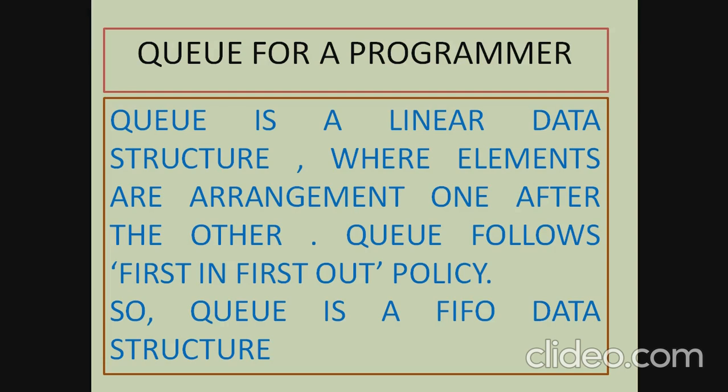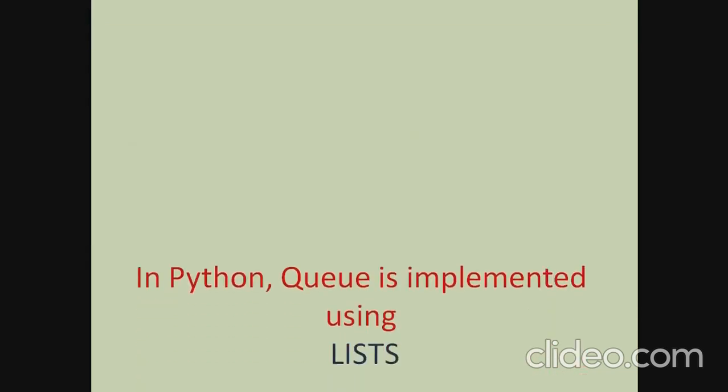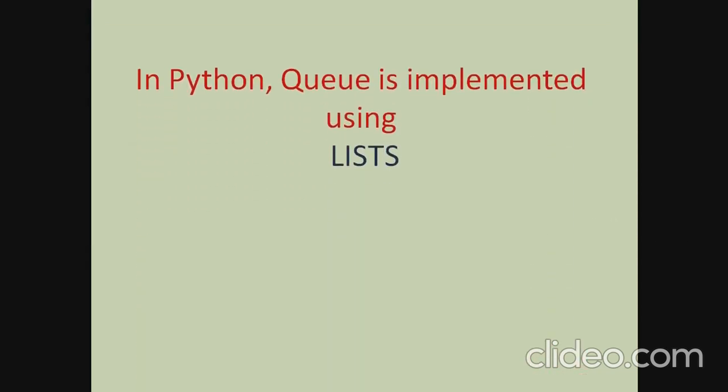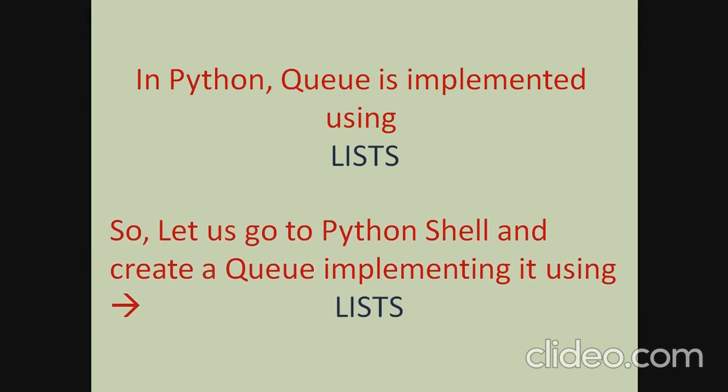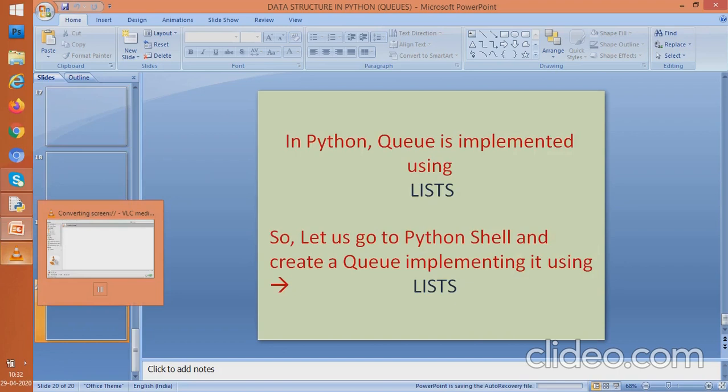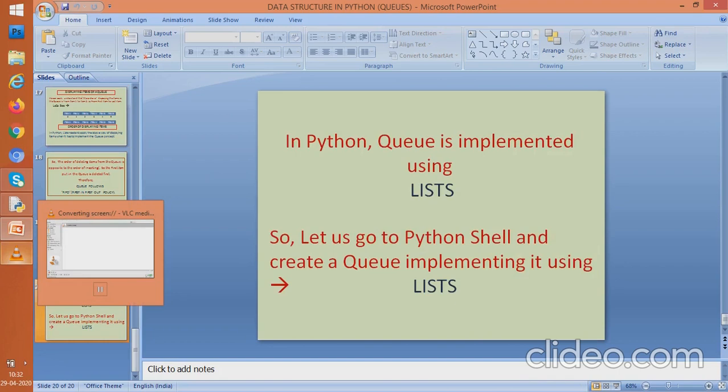And how Python implements, as I have already said, Python implements the queues with the help of lists. So let us go to Python and start making a queue for our use. So we'll now go to Python and we will make a queue for ourselves in Python.